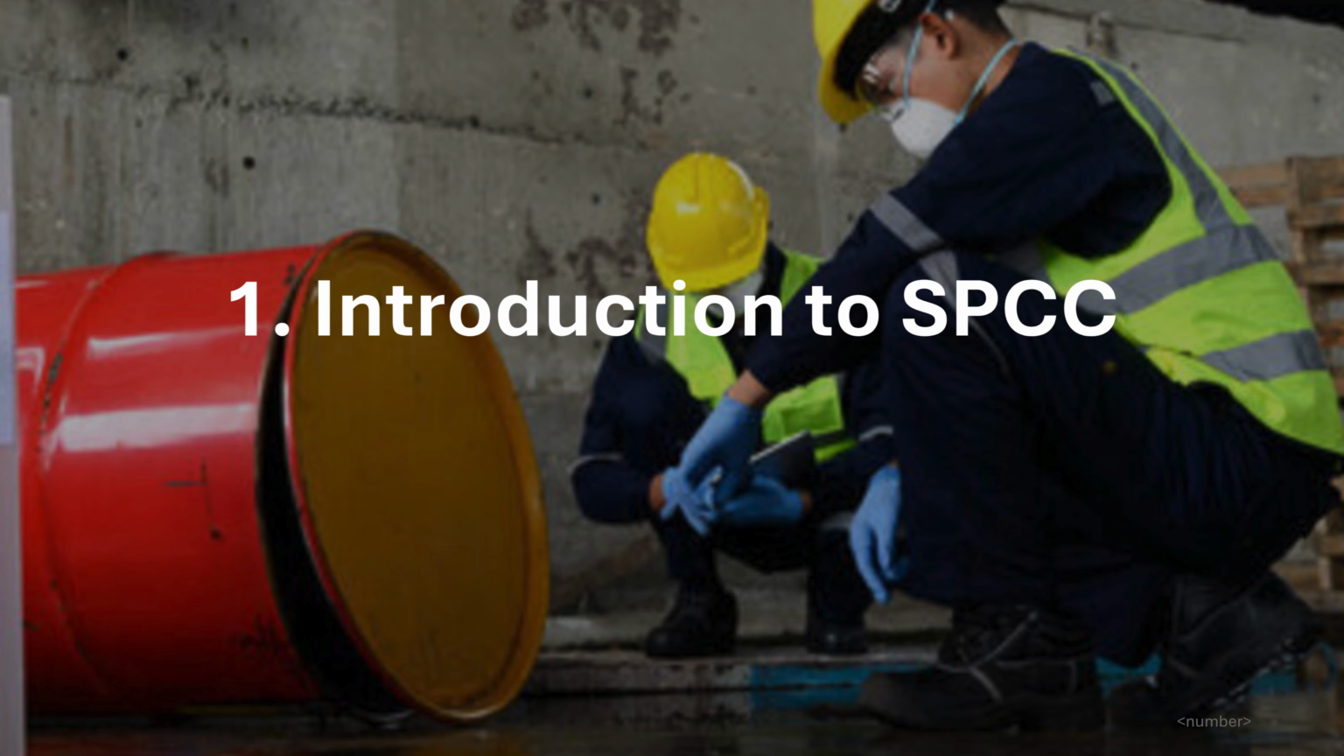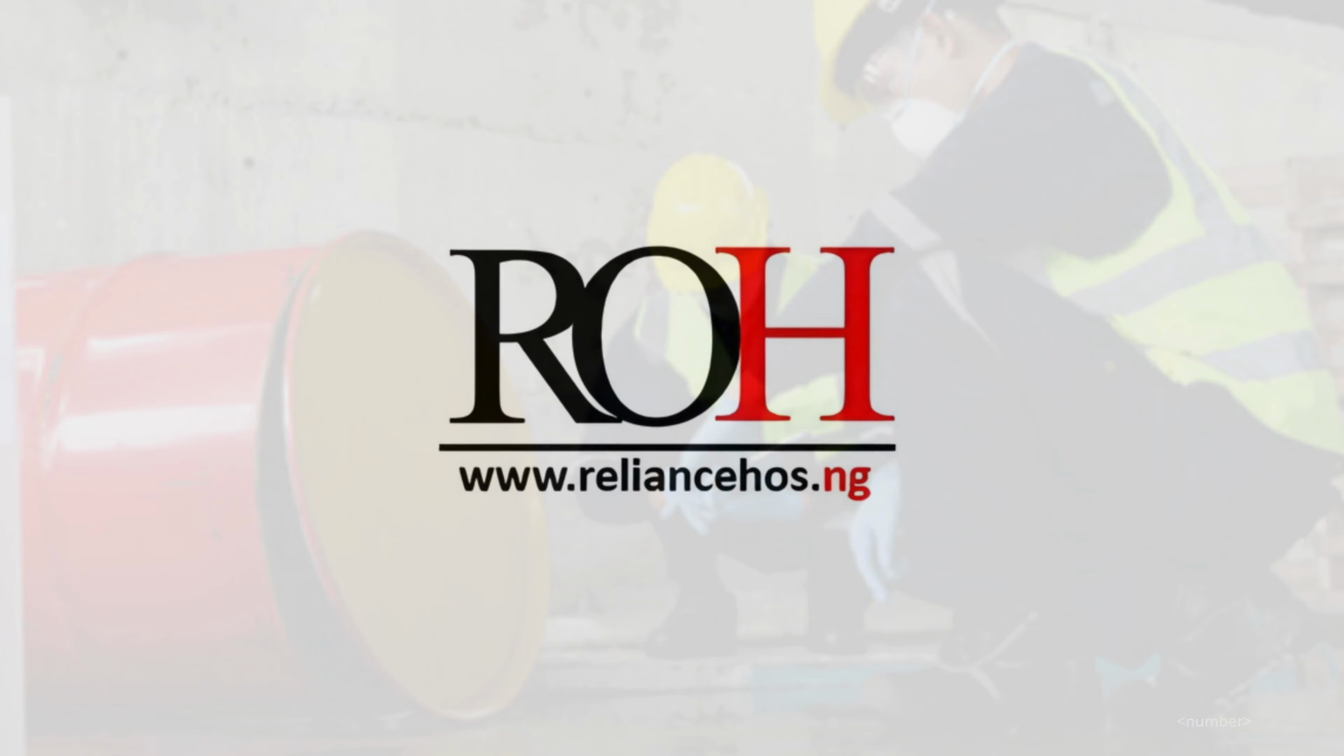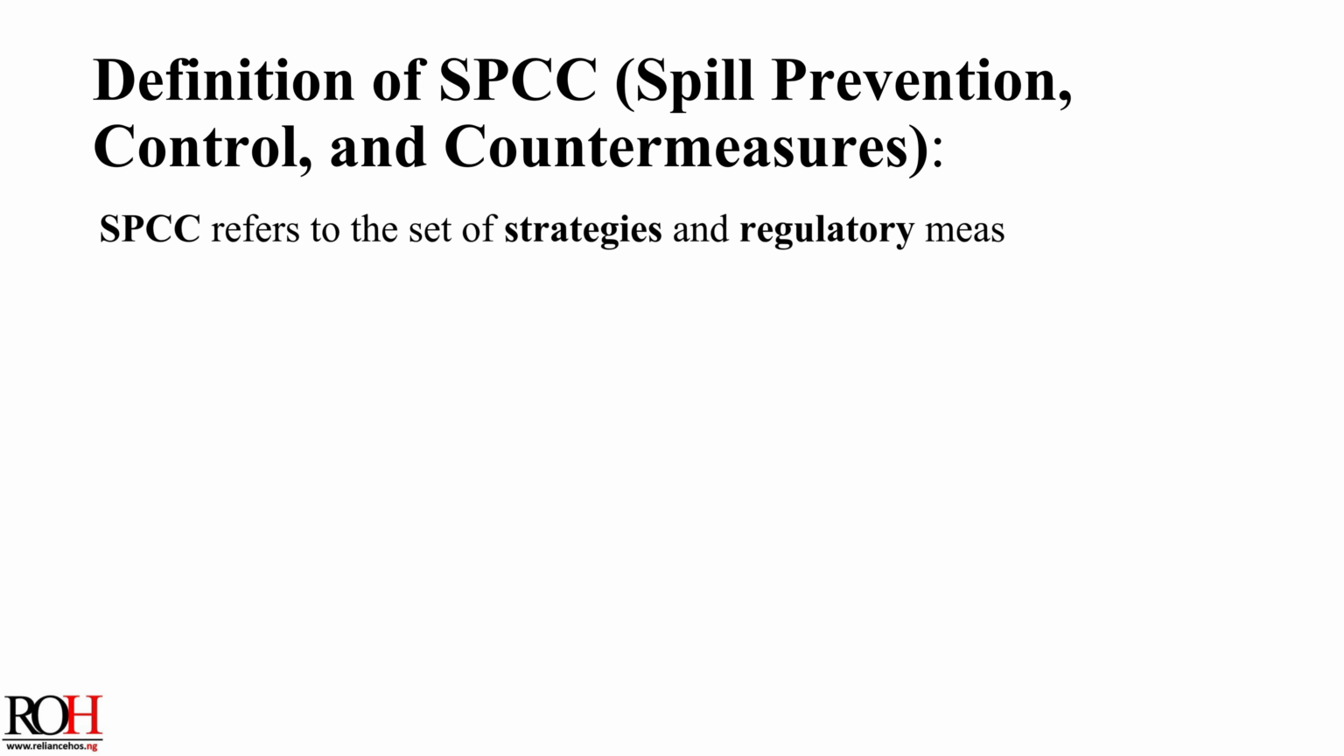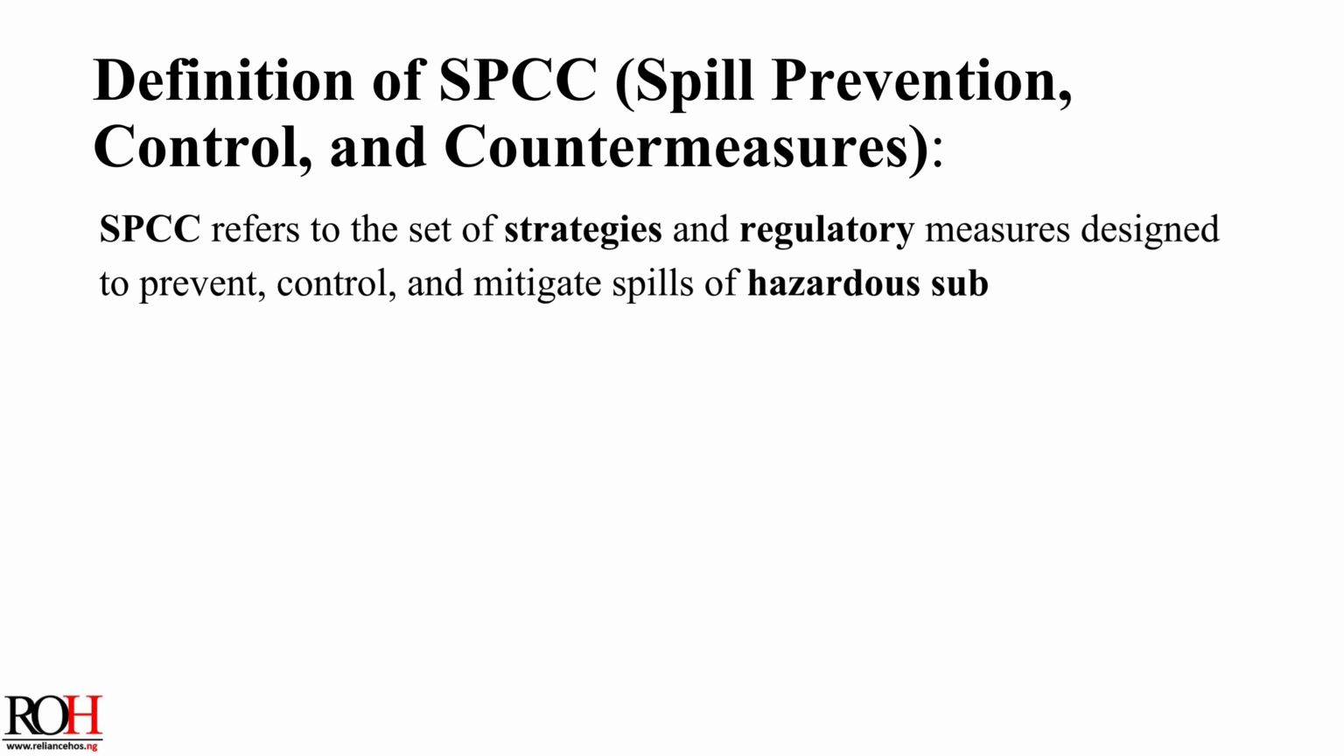1. Introduction to SPCC. Definition of SPCC: Spill Prevention, Control and Countermeasures. SPCC refers to the set of strategies and regulatory measures designed to prevent, control, and mitigate spills of hazardous substances, particularly oil and chemicals, that could harm the environment.